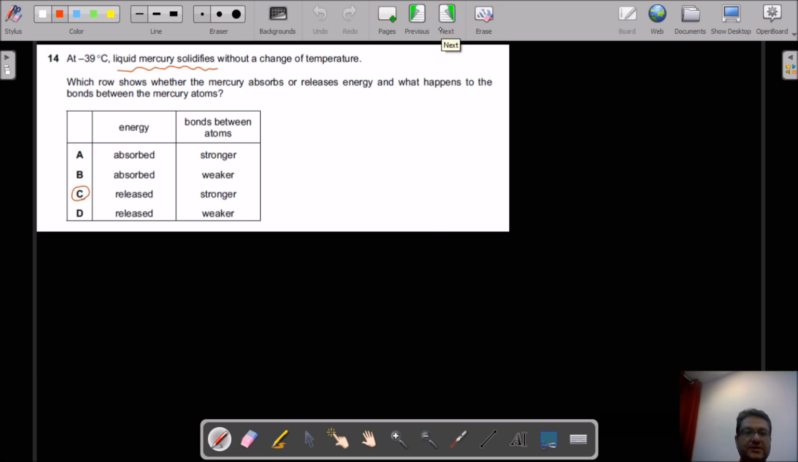At negative 39 degrees Celsius, liquid mercury solidifies without a change of temperature. Which law shows whether the mercury absorbs or releases energy and what happens to the bonds between the mercury atoms? We know that when a liquid solidifies, bonds between atoms become stronger. That's why between A and C you can choose one of them, and energy will be released for solidification. That's why C is right. So question 14, C is right.